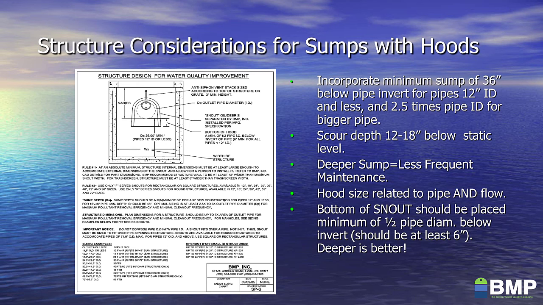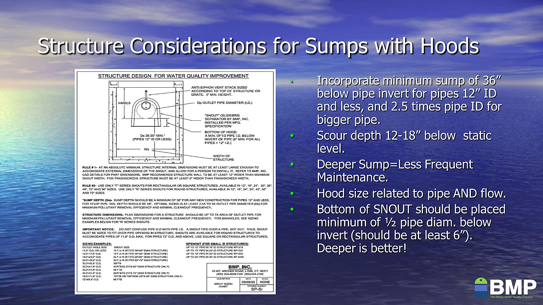And then once we get beyond 12 inches, we recommend a sump depth of at least 2.5 times the pipe ID. So for instance, if you had 24-inch pipe, we would recommend a sump depth of 5 feet, which is 2.5 times 2 feet. And that would be from the invert of the pipe down to the bottom of the structure. There's a lot of things to consider when sizing a sump.